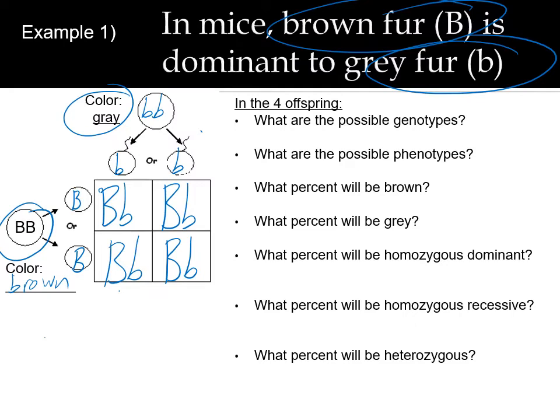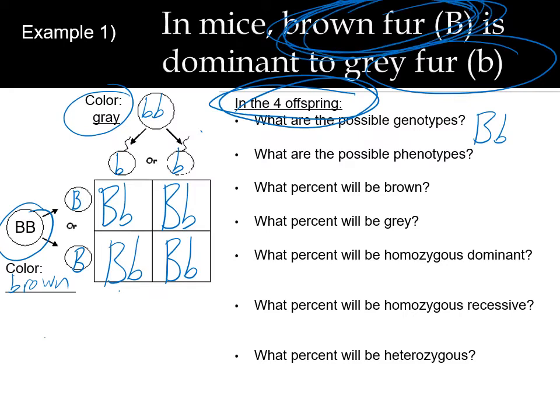To our questions, what are the possible genotypes? Possible genotypes for the offspring. In the 4 offspring, the only genotype they're ever going to have a chance to be is big B, little b. What are the possible phenotypes? Well, each one of these has at least one uppercase big B, and we know that the big B is the dominant brown trait, so every one of these offspring should be brown. What percentage will be brown? That is then 100%. What percentage will be gray? 0.